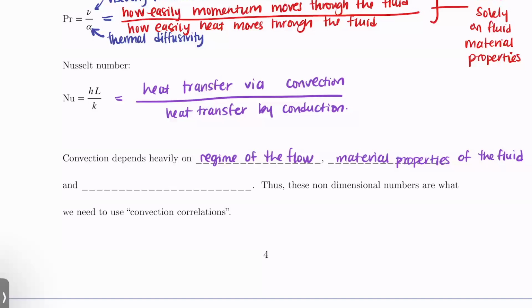Okay. So essentially what we're going to do is use these three non-dimensional numbers to inform what heat transfer coefficient for convection we should use. We are still in our external flows unit. So the first geometry that we are going to care about is flow over a plate.